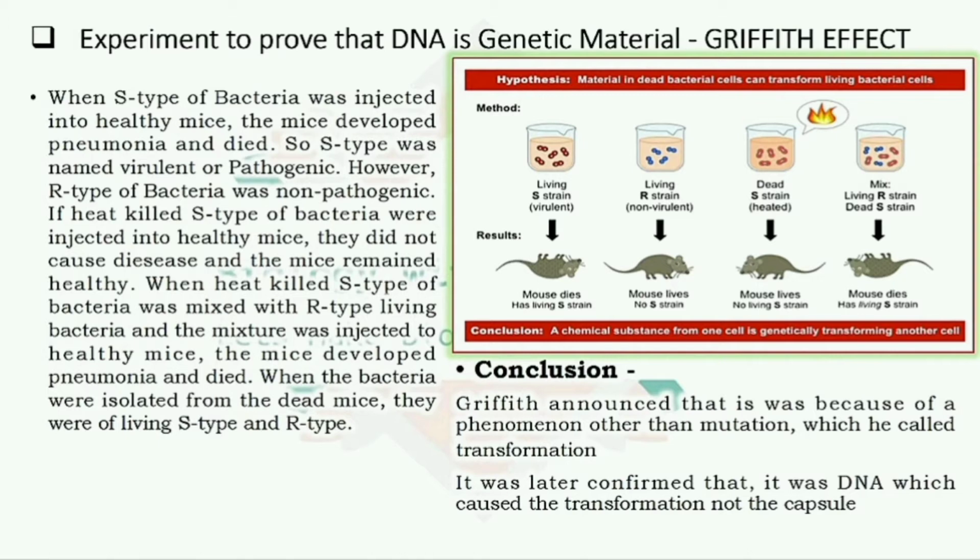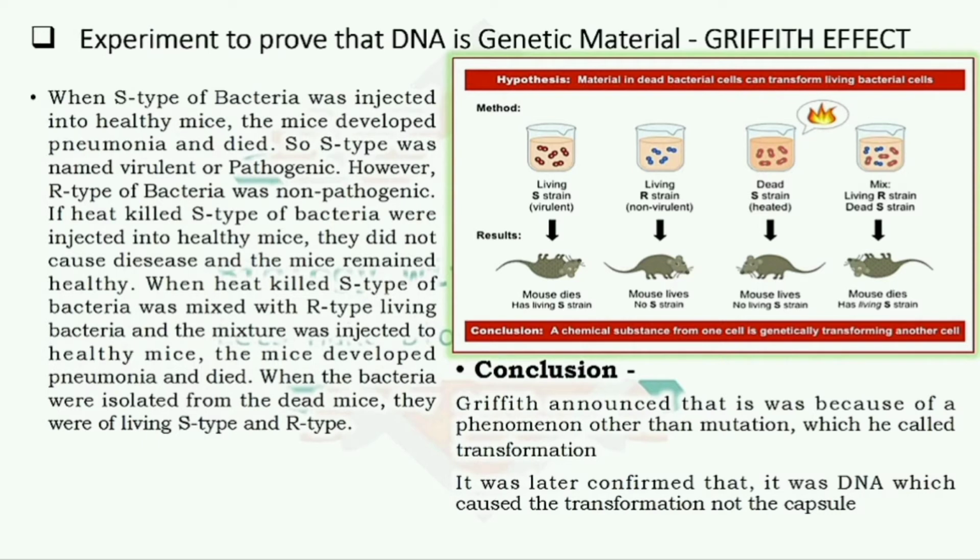So in the first set of experiments, he injected mice with live S strain, and as a result the mice died. So he concluded that this S strain is a virulent or pathogenic strain. In the next set of testing, he took the R strain and injected it into the mice, but to his surprise the mice lived.